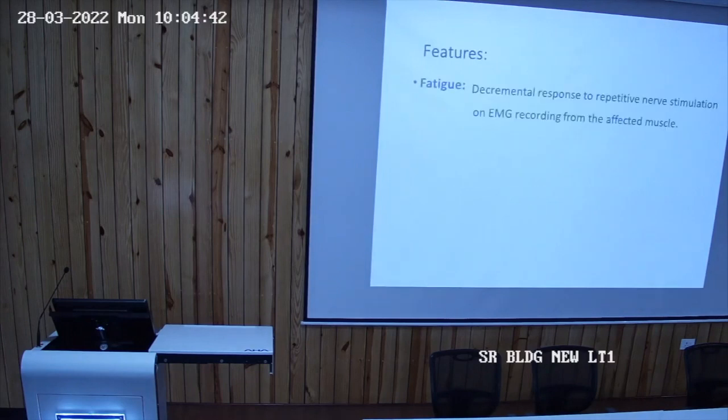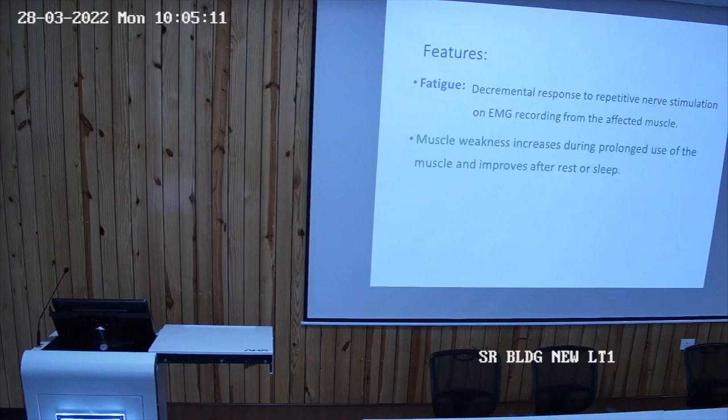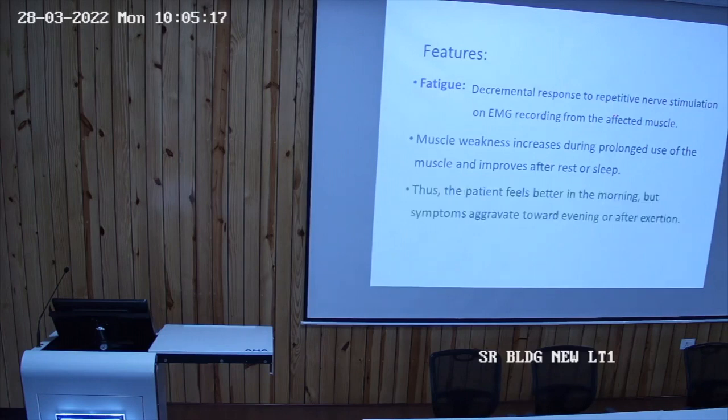What will the features be? Fatigue. In this fatigue, if you do the EMG, electromyograph, you will see a decremental response to repetitive nerve stimulation. Initially it will be fine, but as the work increases, the weakness will aggravate. It will be better in the morning, and towards the evening the person will become tired. Muscle weakness increases during prolonged use of the muscle and improves after rest. Feels better in the morning and symptoms aggravate towards the evening.